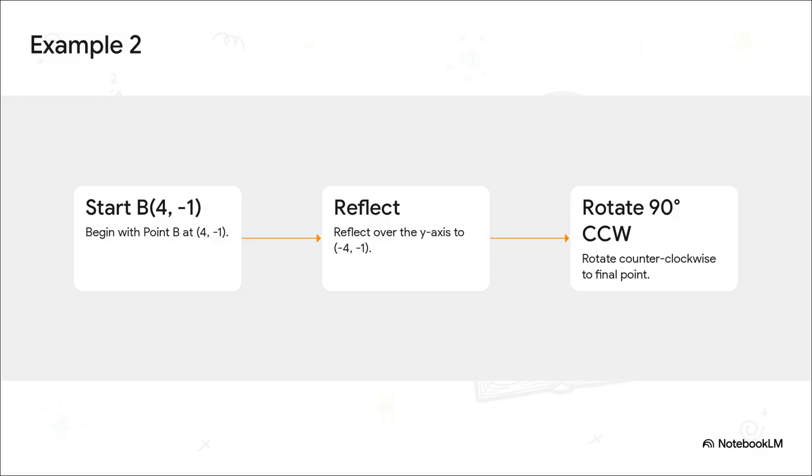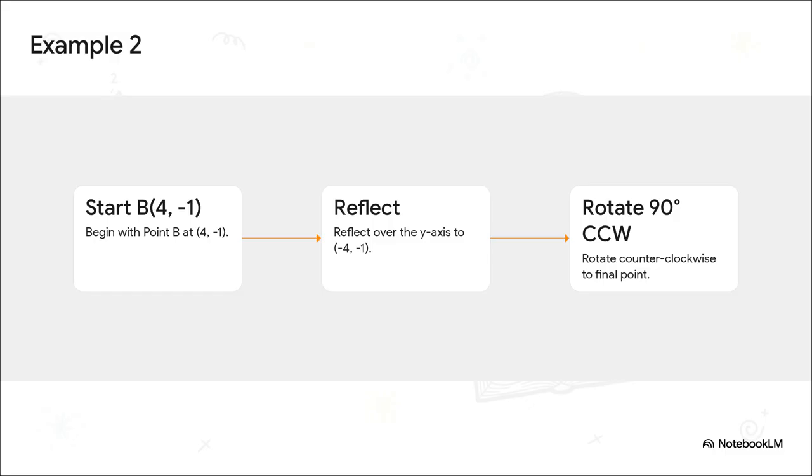This time, we're doing a reflection followed by a rotation. We'll start with point B at (4, negative 1). First up, reflect it over the vertical y-axis. That flips our x value sign, right? So the positive 4 becomes a negative 4. That leaves us parked midway at (negative 4, negative 1). Now for the rotation part. We spin it 90 degrees counterclockwise. The rule here says we swap the x and y numbers and change the sign of our new first number.